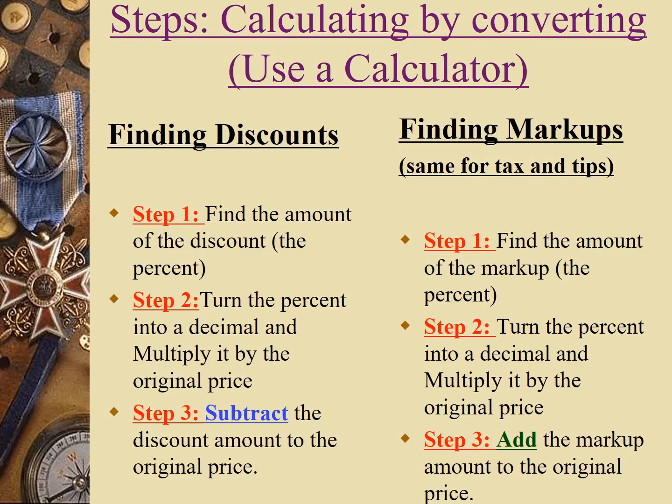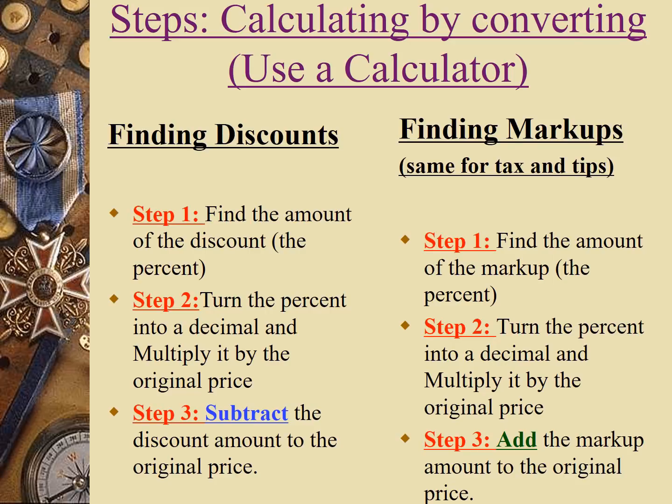Now let's look at the steps when we calculate discounts, markup, tax, and tips. We will use the step calculating by converting. We can do proportion, but for this particular lesson here today, we're going to do by converting. So make sure you have your calculator out with you, and right now just look at the steps. And you can write this down in your math notebook, or just on some notes on the side, or somewhere on those guided notes.